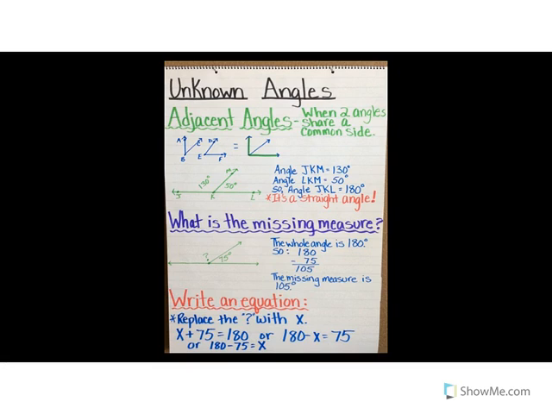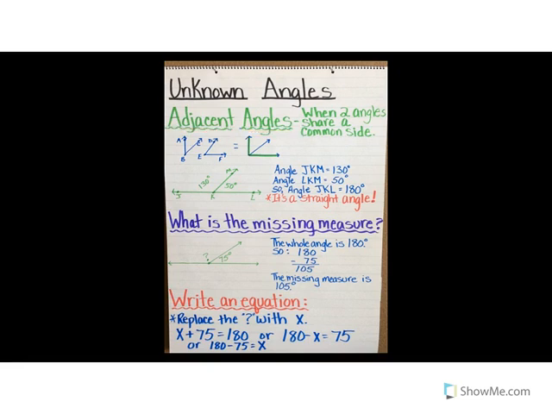So to begin, I want to take a look at our anchor chart today. When we are working with unknown angles, we're going to be looking at adjacent angles, which is when two angles share a common side. So here we have angle ABC and angle DEF. If we put those two angles together, they would share this common side. They fit perfectly next to each other. So then we would call them adjacent angles.